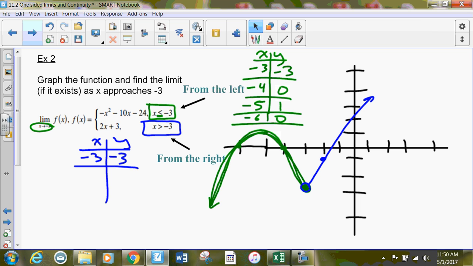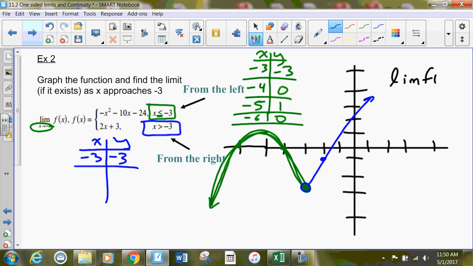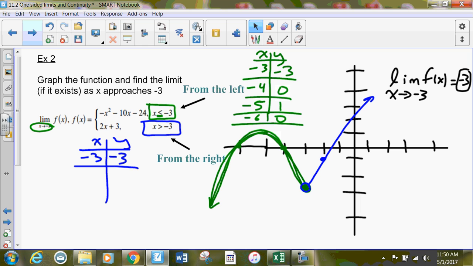We're kind of running out of room with what we would write, but the limit of this function as x approaches -3 is equal to -3. So once again, the limit exists because the left-sided limit is equal to the right-sided limit.